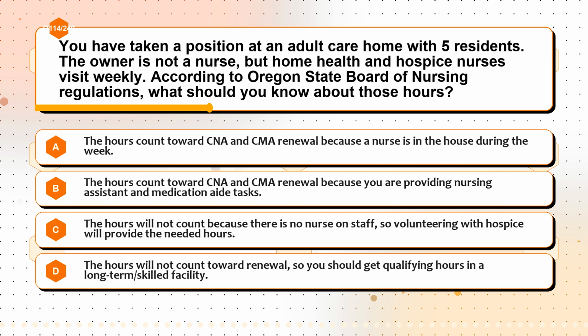Here are the options. Option A, the hours count towards CNA and CMA renewal because a nurse is in the house during the week. Option B, the hours count towards CNA and CMA renewal because you are providing nursing assistant and medication aid tasks. Option C, the hours will not count because there is no nurse on staff, so volunteering with hospice will provide the needed hours. Option D, the hours will not count toward renewal, so you should get qualifying hours in a long-term/skilled facility.